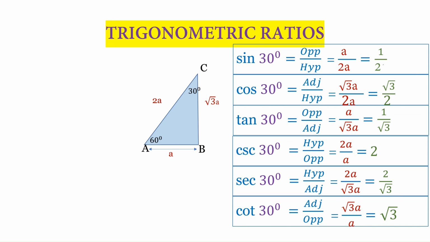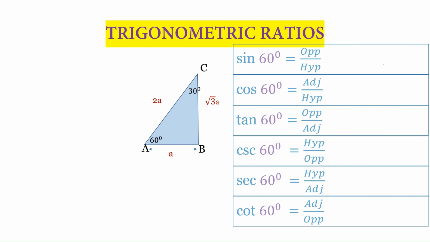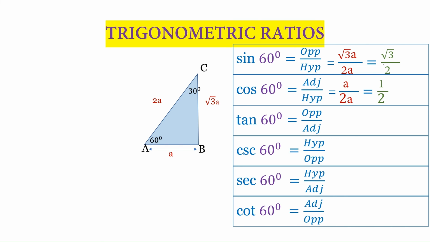We will find the values for 60 degrees. The 60 degree angle is at vertex A. So with respect to vertex A, we have to take the values. Opposite is root 3 a, so root 3 a divided by 2a gives root 3 by 2. Now for 60, the adjacent is the AB side, so a divided by 2a gives 1 by 2.